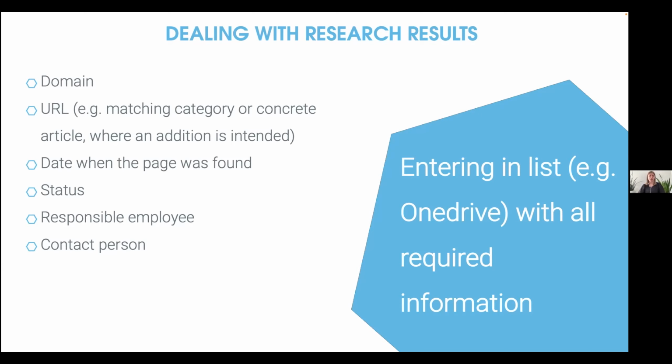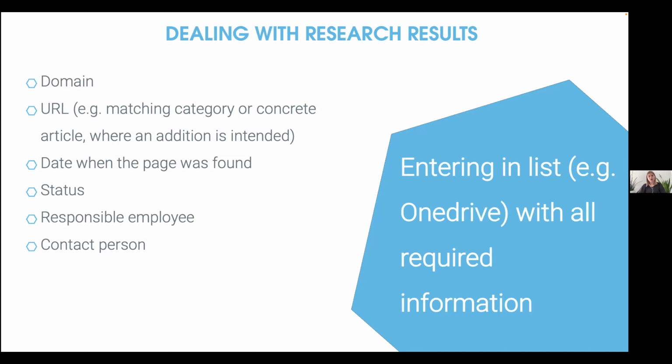Also put in the date and the responsible person. When the outreach process goes over many months, it's always good to know when the website was found and who entered it, who was responsible for it. So, for example, when the person is not available, you can just follow up on what the person was up to. Also, the status is very important.